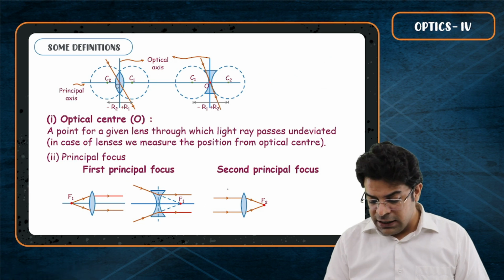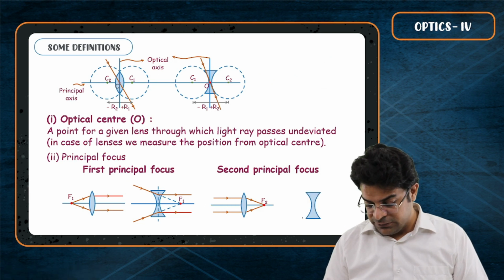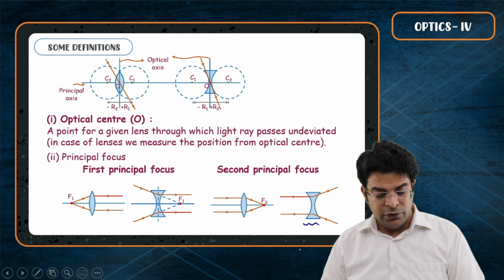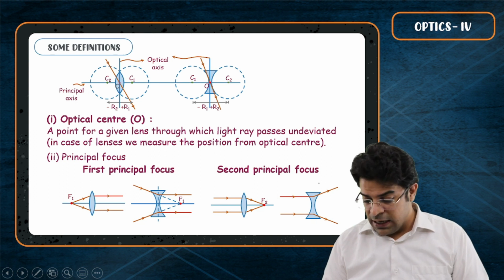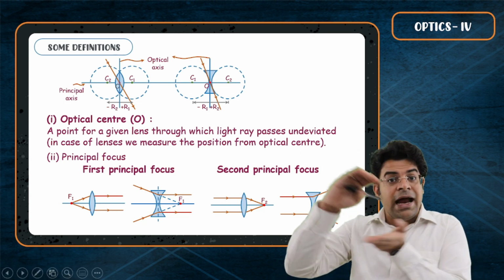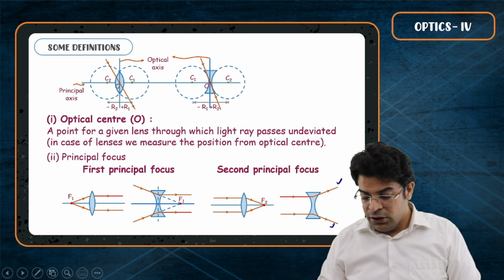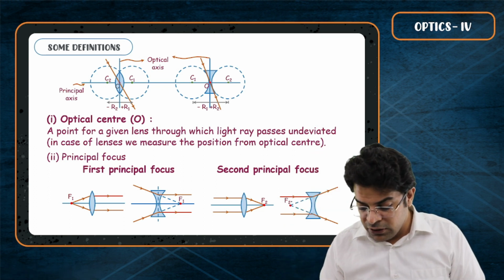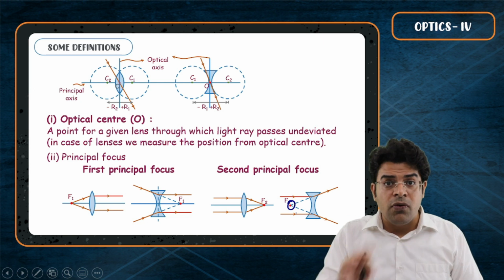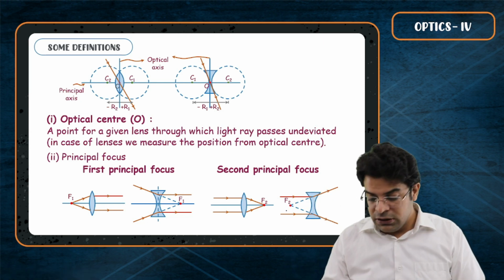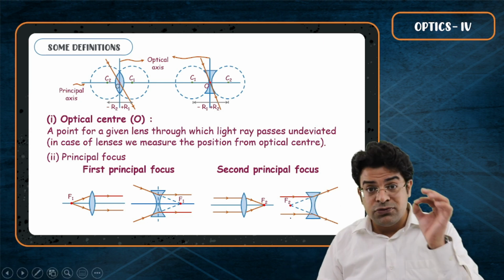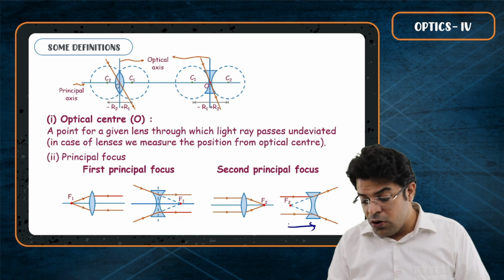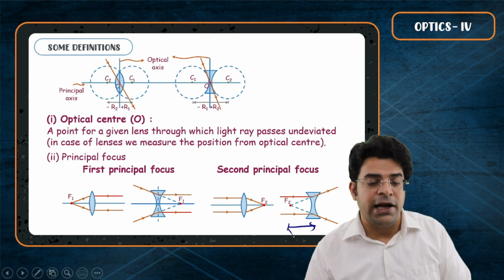Now similarly, if you have a diverging lens and you hit parallel rays on it, they get diverged, right? And they do not get focused at a point, but their extensions do. This extension point, where you can assume them to be focused or coming out of, is called the second principal focus. That's why I said that F for a diverging lens is negative.